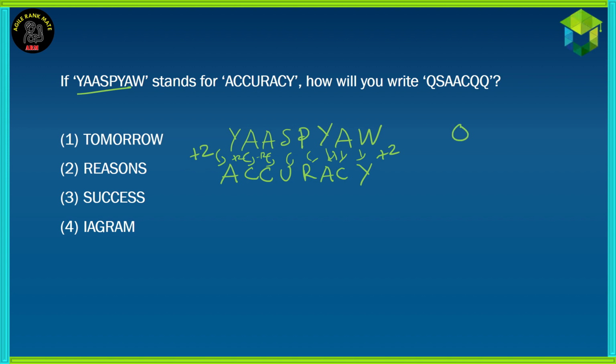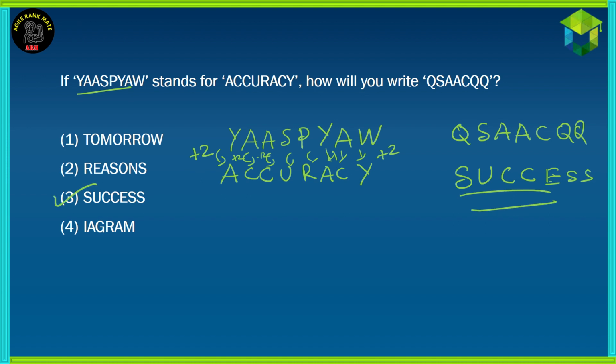So if we write down Q S A C Q Q, then Q R S, Q plus 2 is S, S T U, S plus 2 is U, A B C, A will be C, C will be E, and Q is S and S. We get SUCCESS. So option 3 is the right answer.